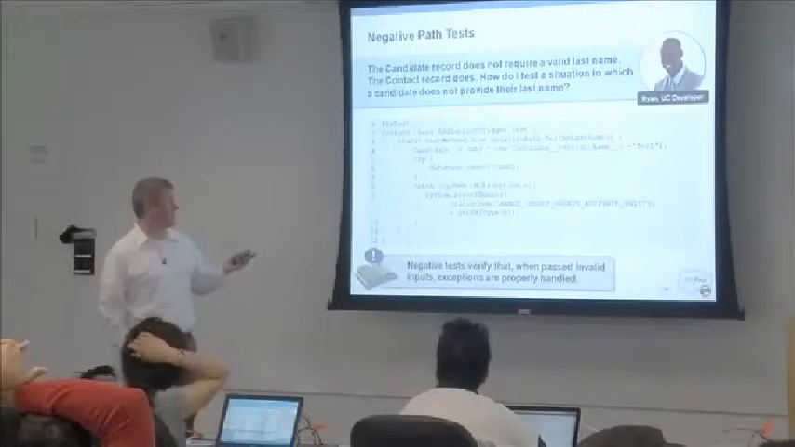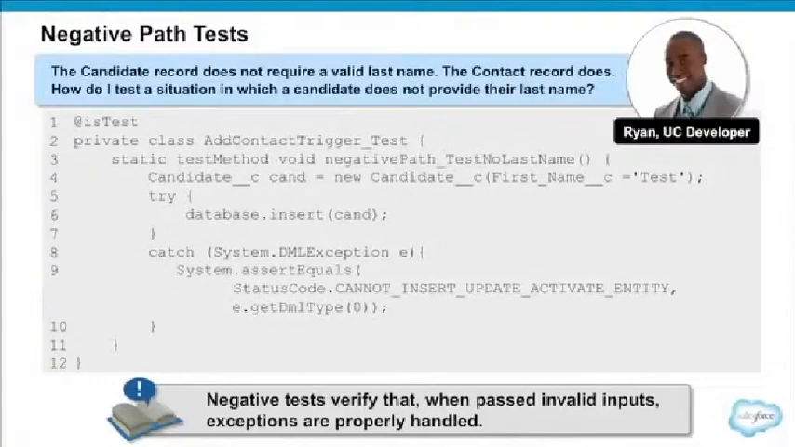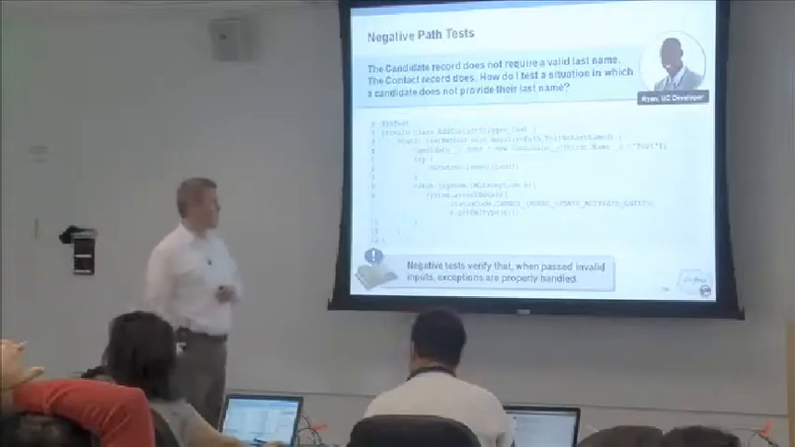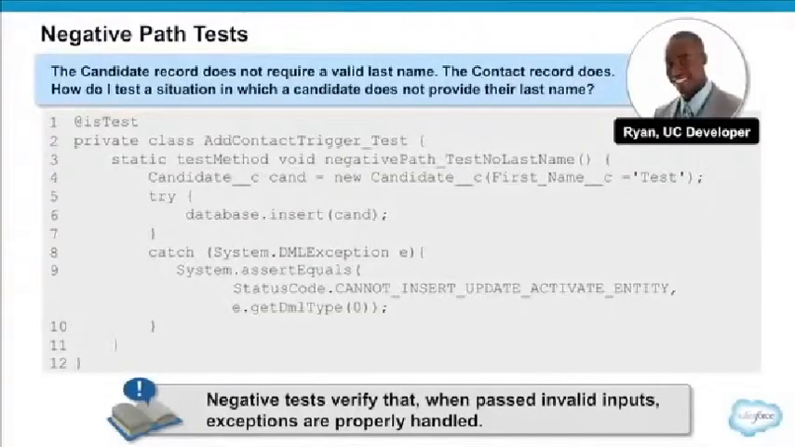In our case, our trigger does not have any exception handling logic. So we're just checking what happens if we do not populate the last name. In a contact, the last name is a required field. So if we simply created a candidate with a first name and inserted it, the insertion of the candidate would succeed. But the trigger inserting the contact would fail because that's a required field on the contact. And so here we're just checking that we receive the proper exception.